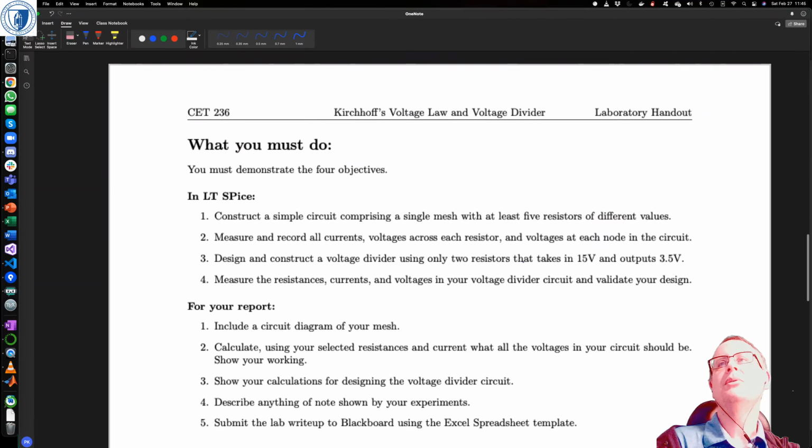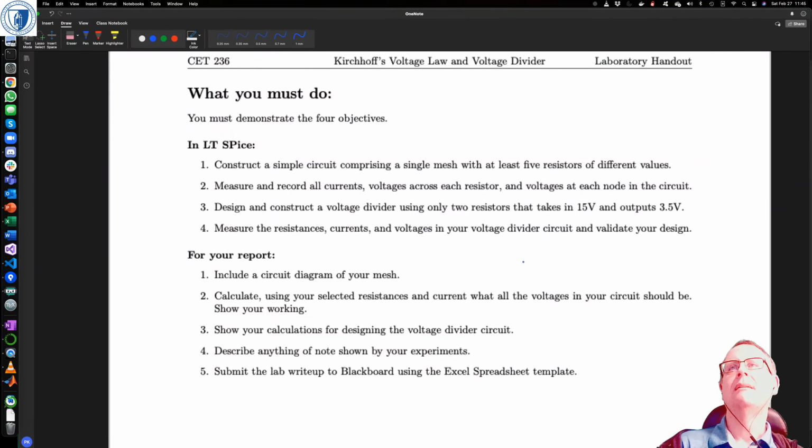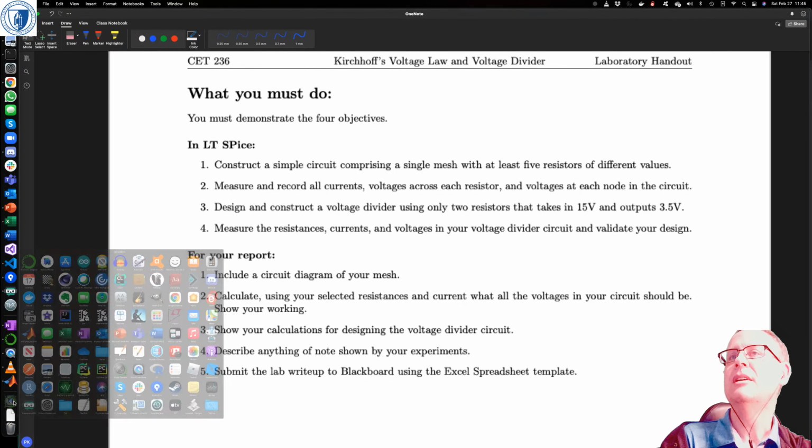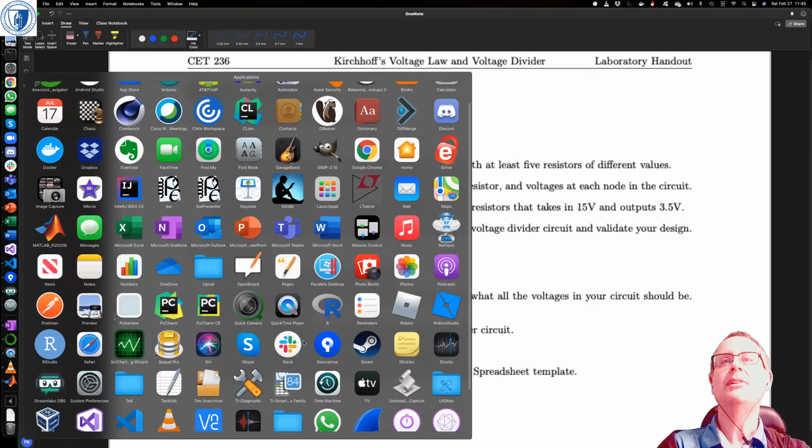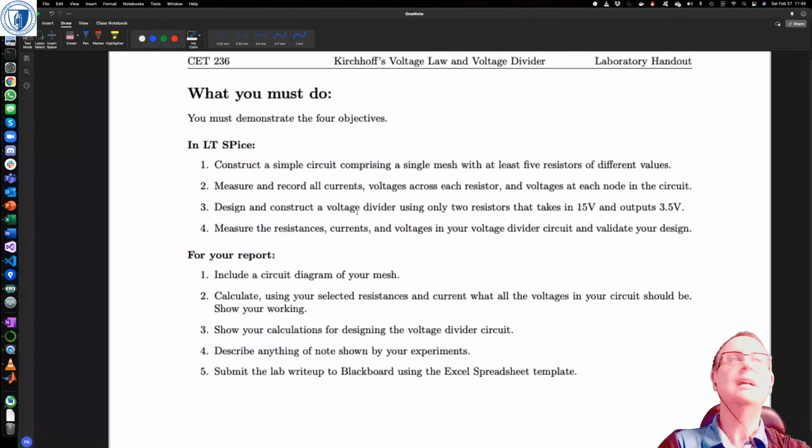So the aim is to demonstrate the four objectives, and the first one is to construct a simple circuit comprising a single mesh with at least 5 resistors of different values. So let's fire up LTspice and see about doing that.